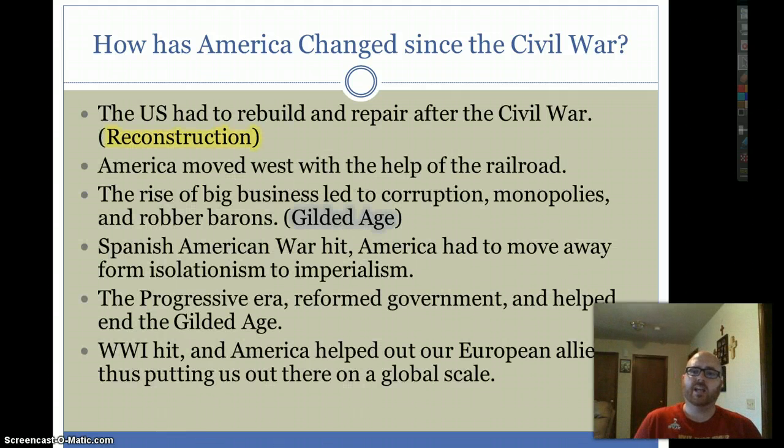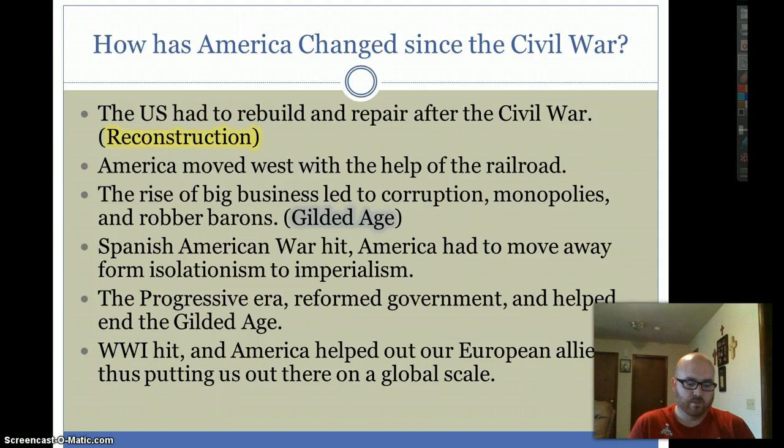The U.S. had to rebuild and repair after the Civil War. The Civil War just destroyed America, and so we had a period called Reconstruction. With this Reconstruction, we had tenant farmers and sharecroppers, and things were not good for African Americans. In the South, there was a lot of discrimination, Jim Crow laws, and black codes.